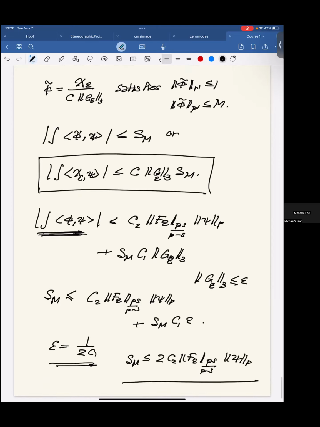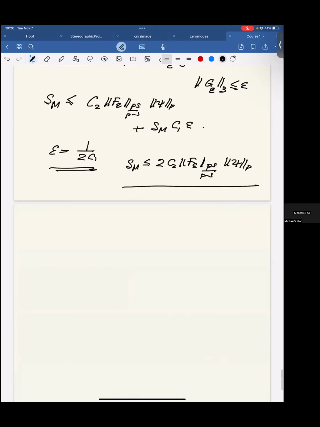Okay? And you notice the right-hand side doesn't depend on M. The f epsilon is now fixed, right? The epsilon is chosen, the f epsilon is fixed. This 2C2 is maybe a humongous constant. I don't care. It's finite. And therefore, the Sm is, independently of M, bounded by psi p.